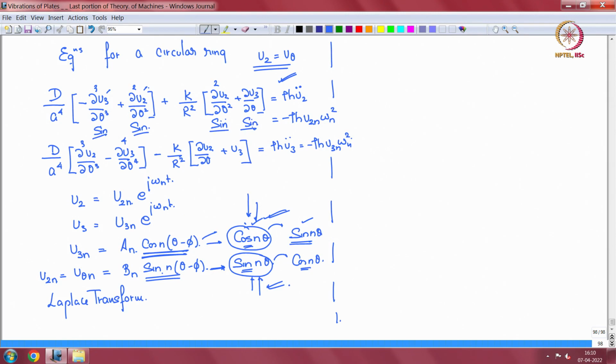Okay. Similarly, here u2 has 3 derivatives, so 2 is back to sine, 3 is back to cosine. u3 has 4 derivatives, so 4 derivatives get it back to cosine. Similarly, one derivative with theta gives you cosine, and u3 is already cosine. Okay. So the cosine here has to be matched with sine here.